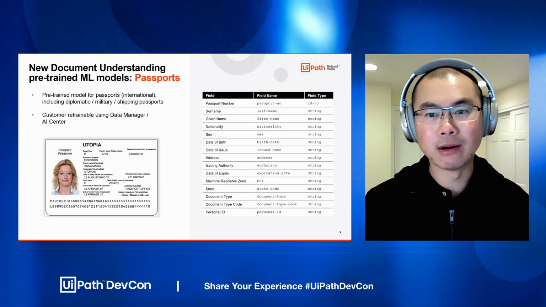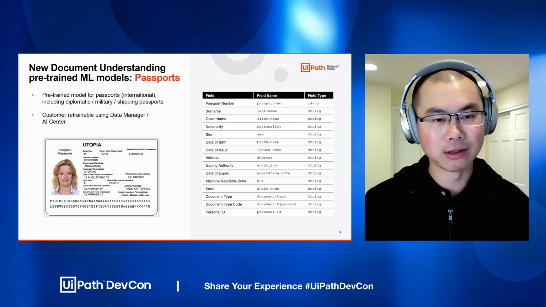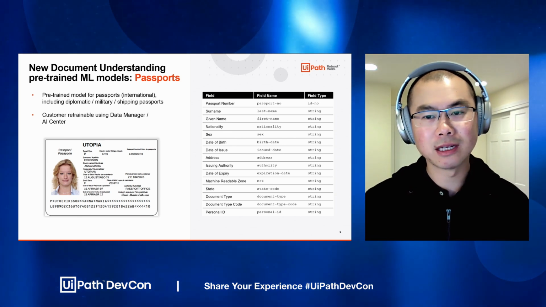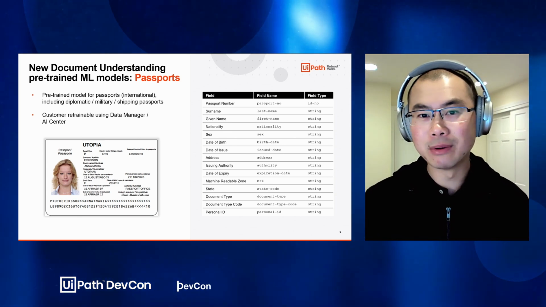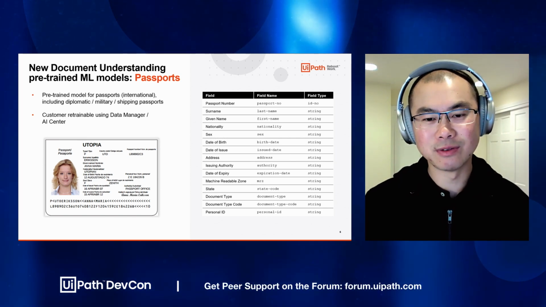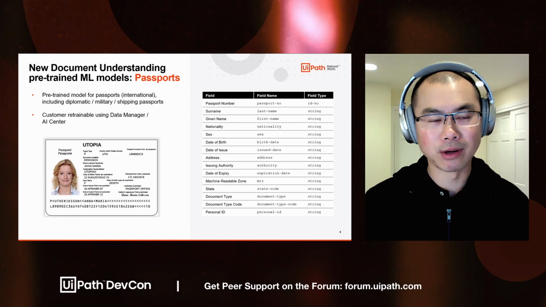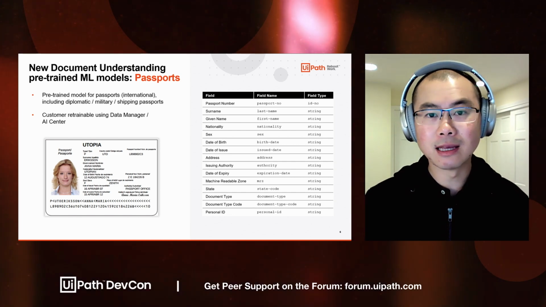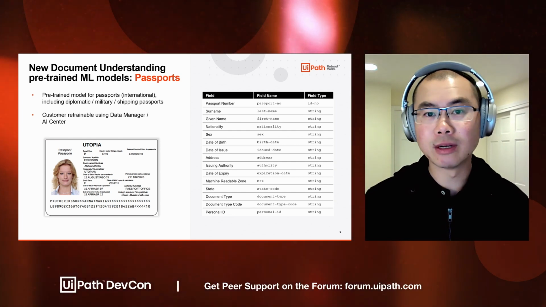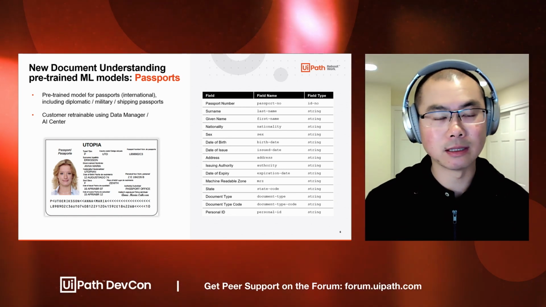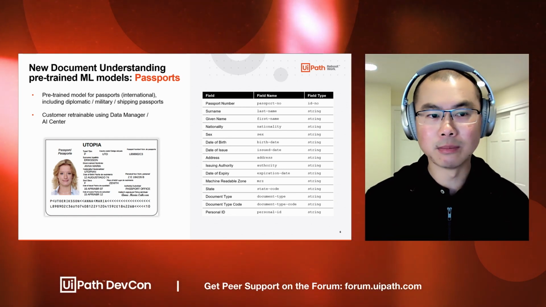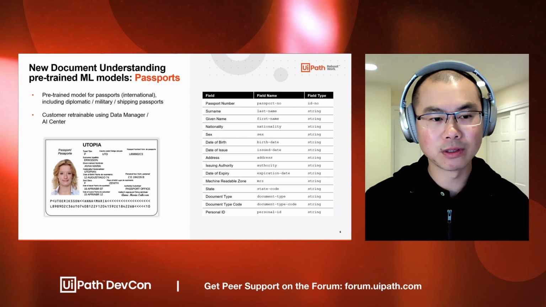The next feature is around one of the pre-trained models that we're bringing out in this release, and this is really for passports. This is a model that we've heard many requests for, specifically for know your customer types of processes or even employee onboarding processes. This is something that we've actually created as a pre-trained model for general passports, international, including diplomatic, military, as well as shipping passports. So not necessarily specific to any one country.